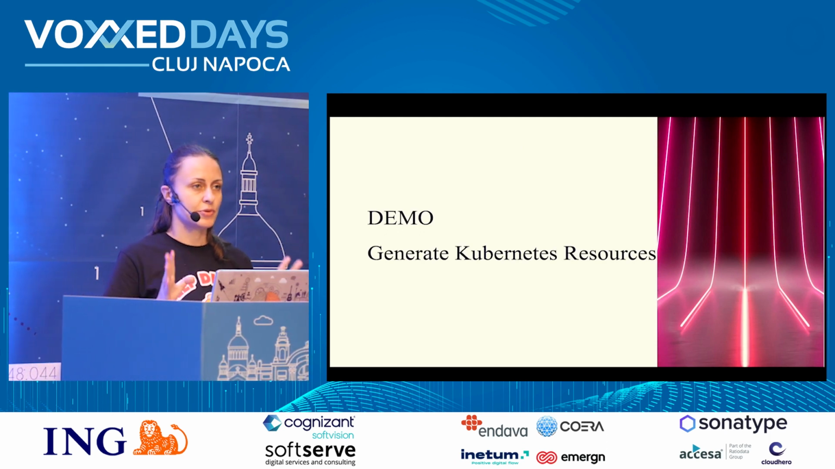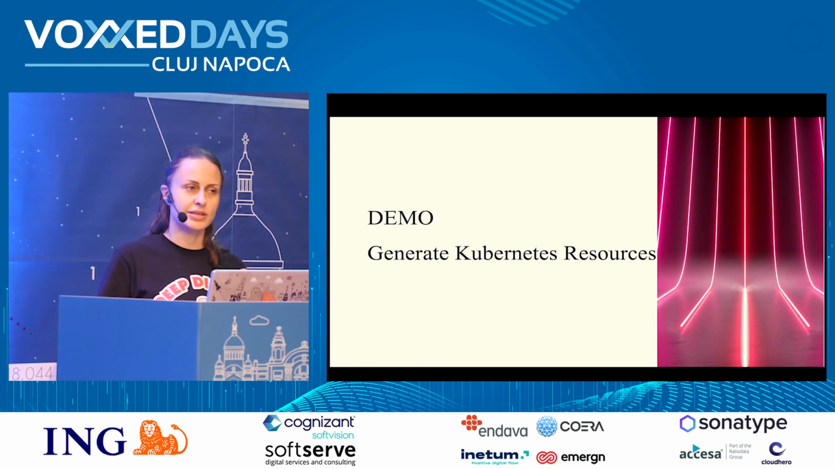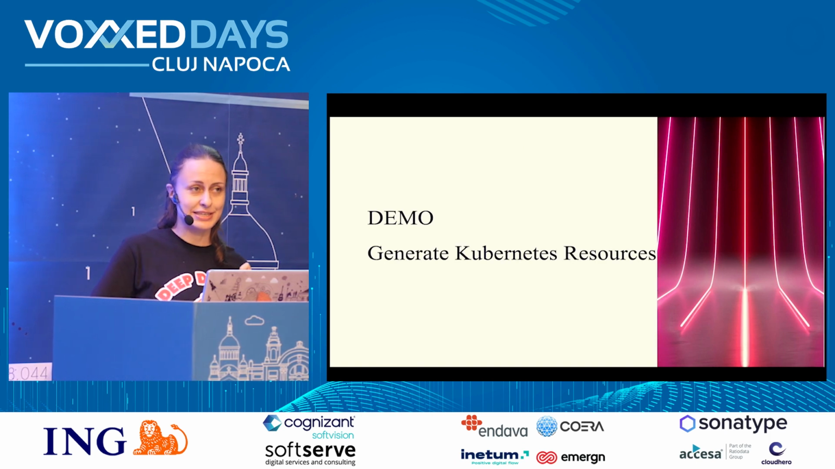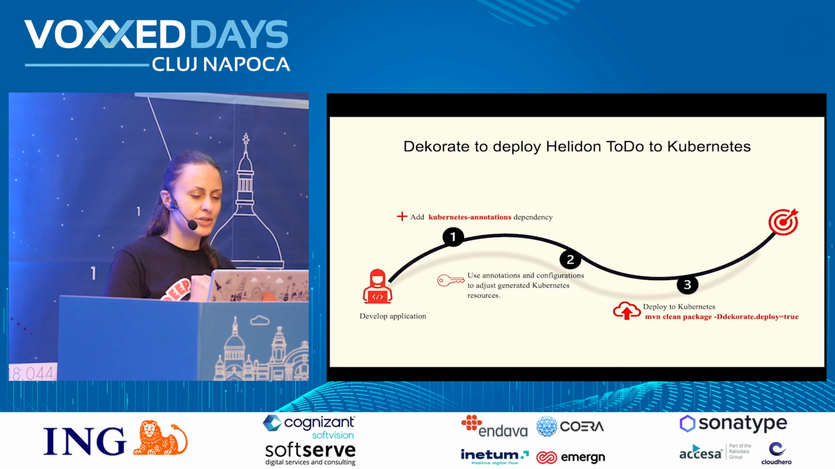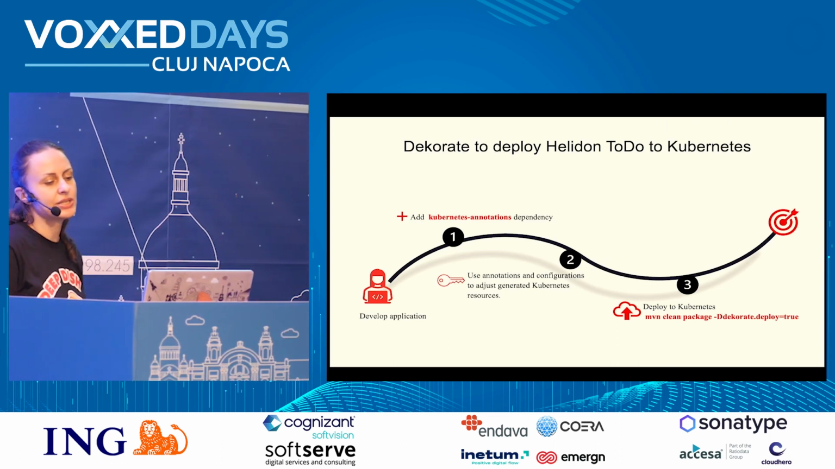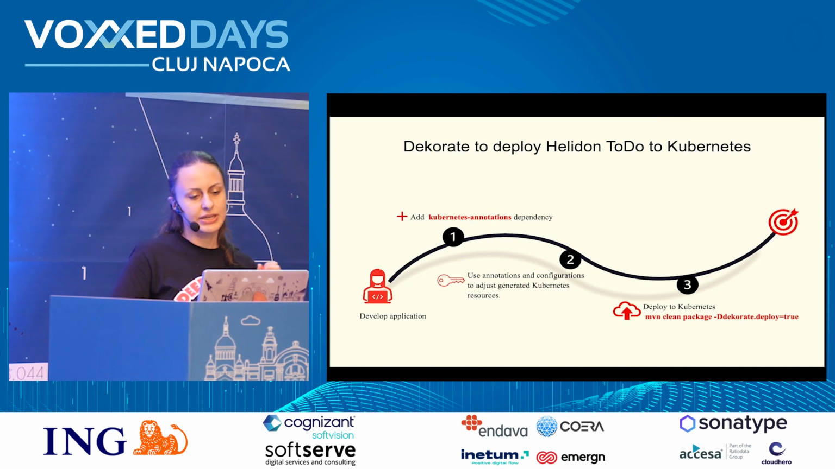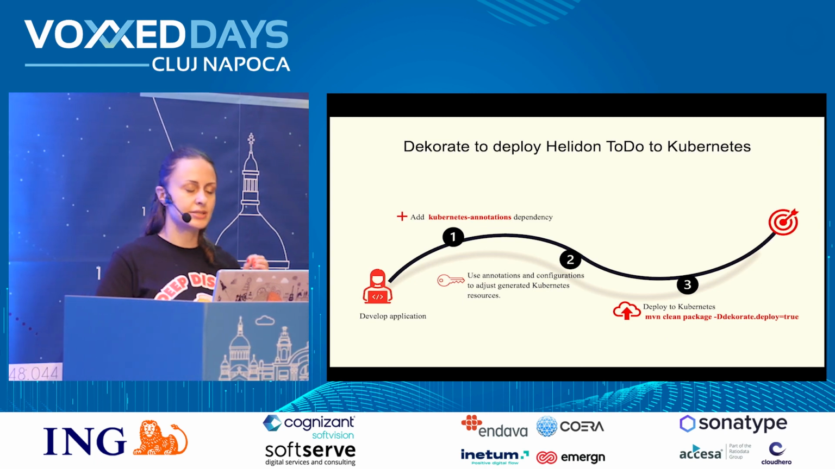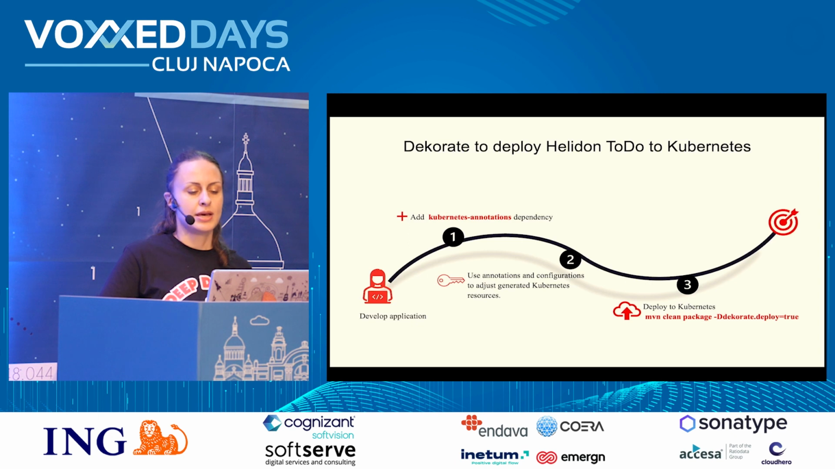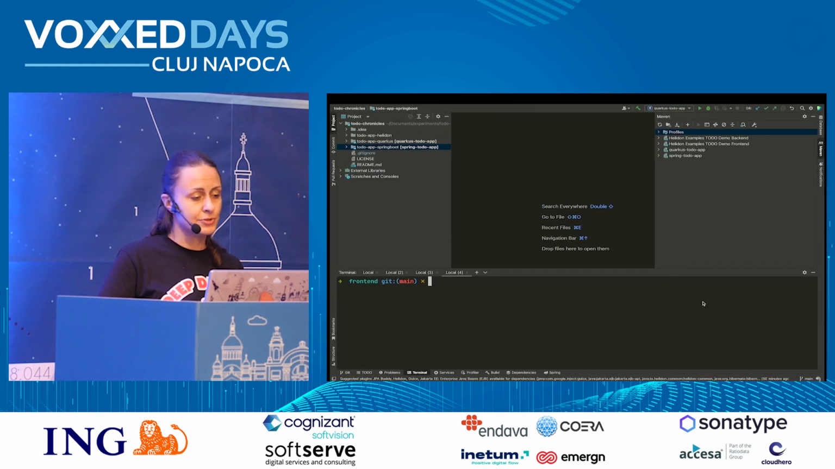Now this part is going to be demoed for all the 3 frameworks. The other ones, I will let you choose for which one you would like to see the demo. So the first part is using Dekorate to deploy the Helidon to-do to Kubernetes. Now this application of mine is actually taken from the Helidon examples, and it has 2 parts.